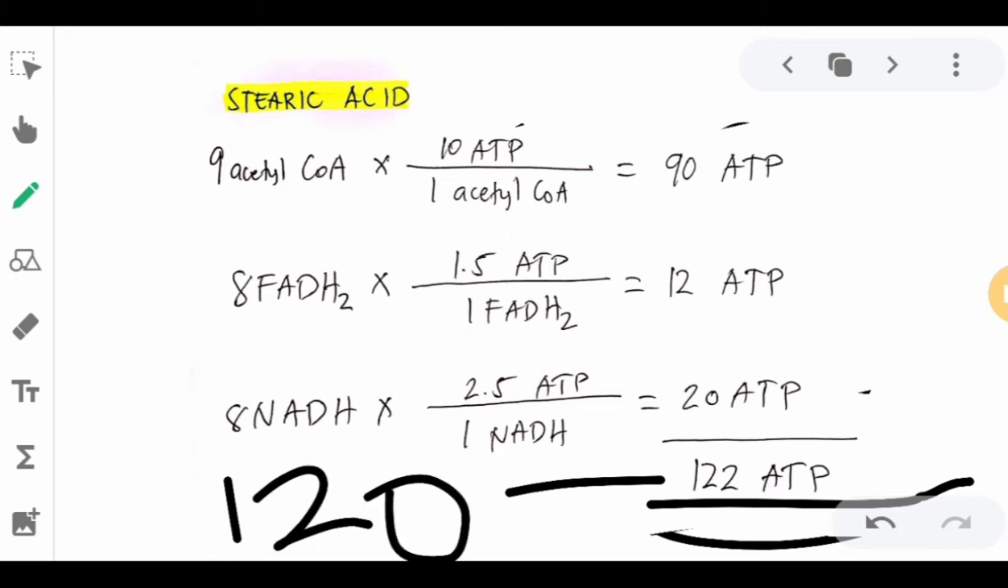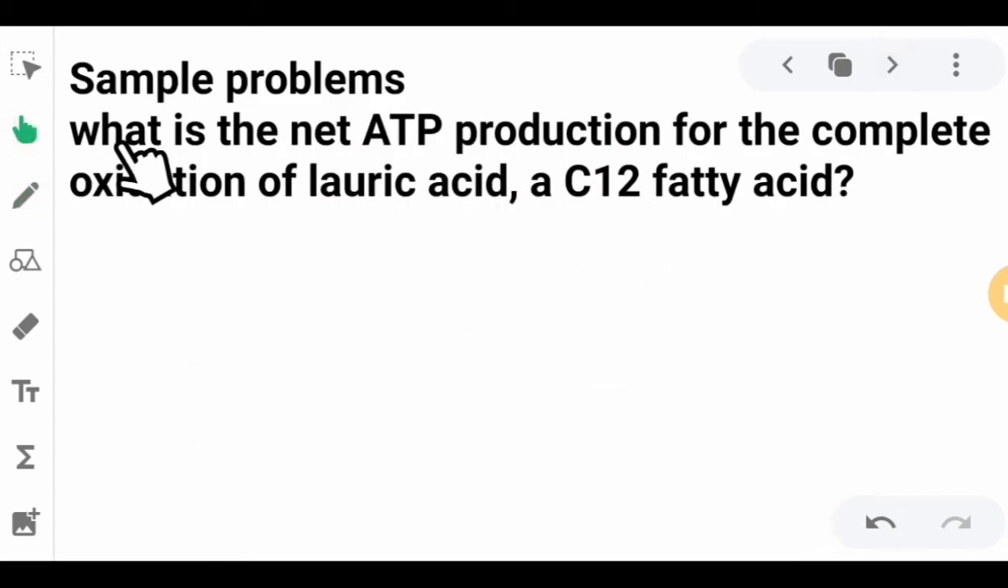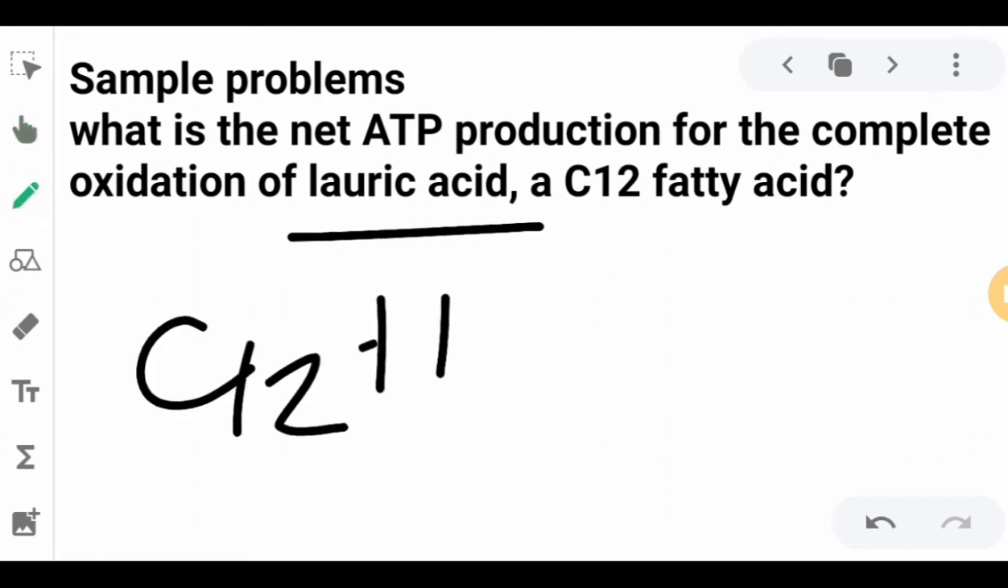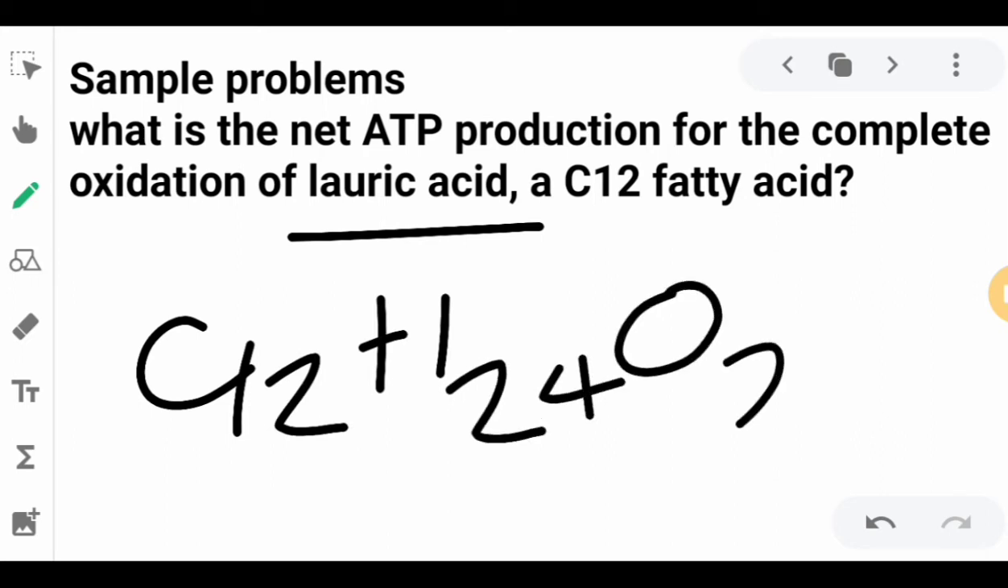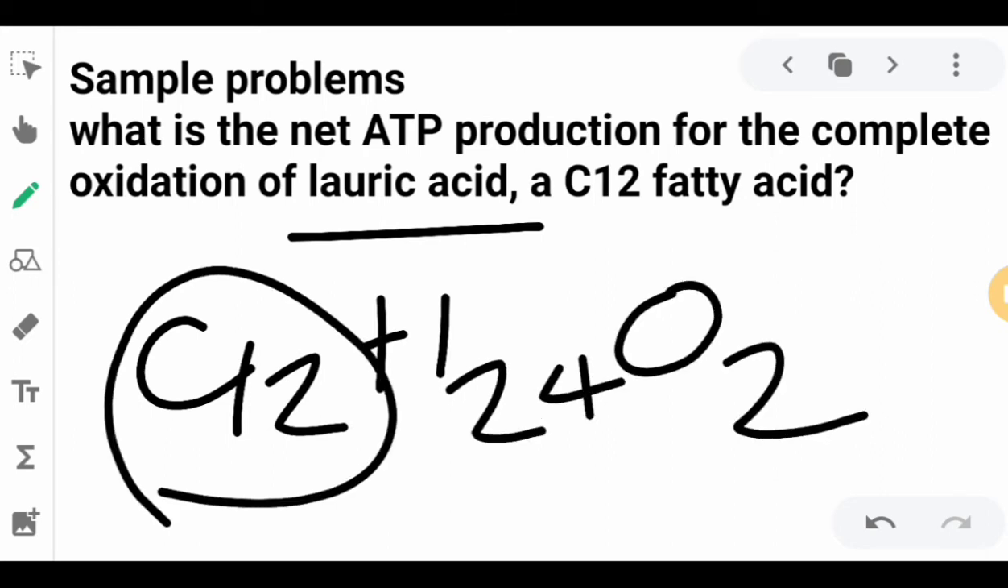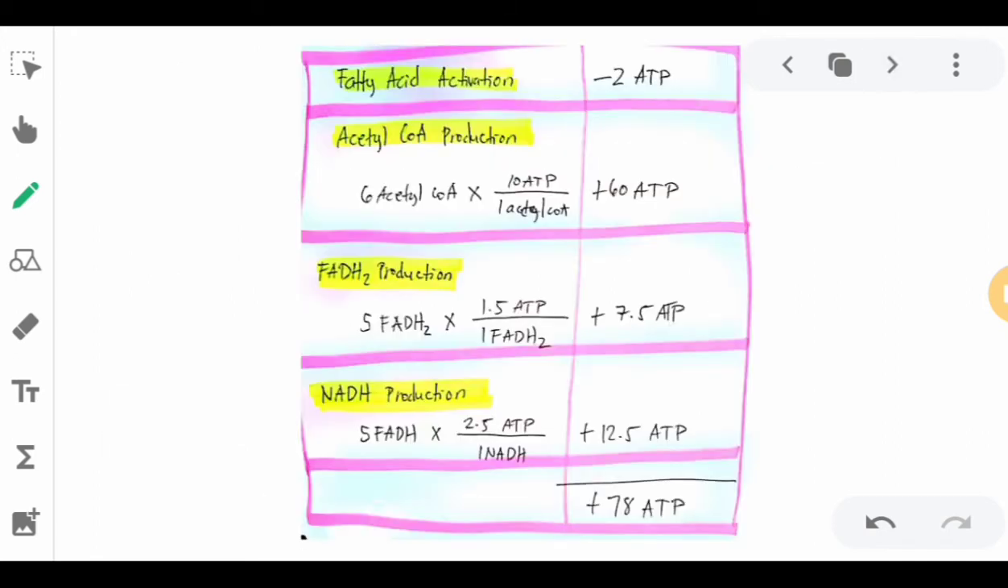Okay, and then another example, sample problems. What is the net ATP production for the complete oxidation of lauric acid, a C12 fatty acid? The chemical formula of lauric acid is C12H24O2. So this is a 12 carbon fatty acid based on the presence of carbon. And we have to calculate how many ATP will be produced from that. So let us start here.